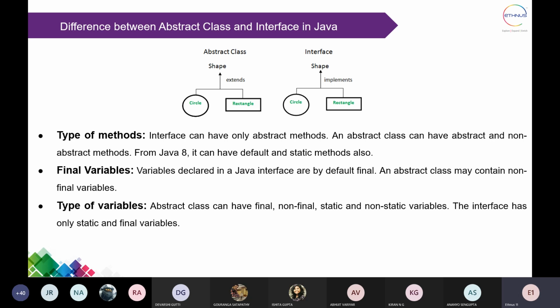And coming to variables, we know the types of variables that are present: final, non-final, static, and non-static. So these are the four kinds of variables that we have. All four can be used in an abstract class. In an abstract class, you can declare final variables, non-final variables, static and non-static variables. All those things are possible. But while coming to interface, only static and final variables should be given. So we cannot go with non-final and non-static variables. It is not possible. So that is a difference.